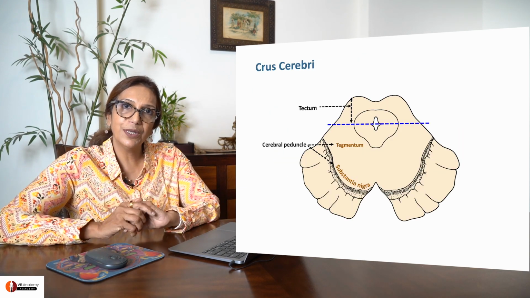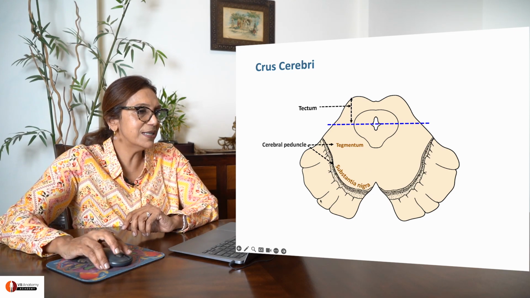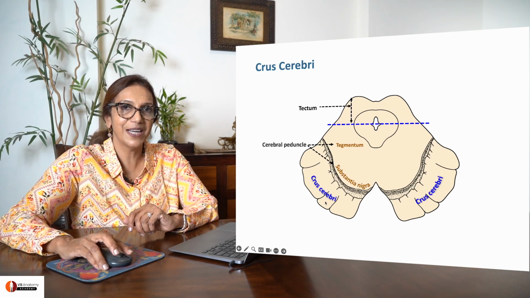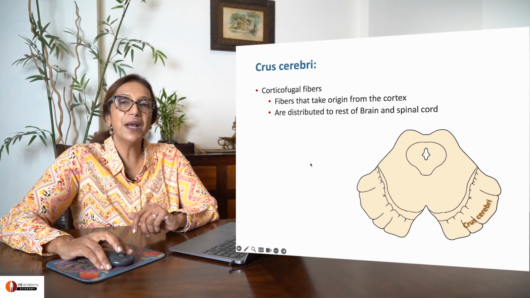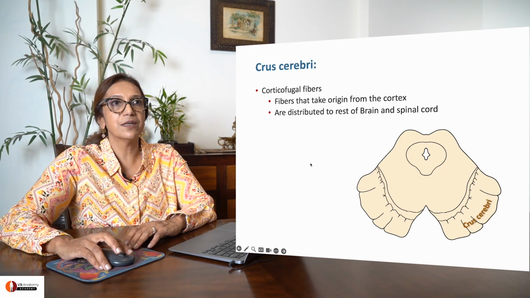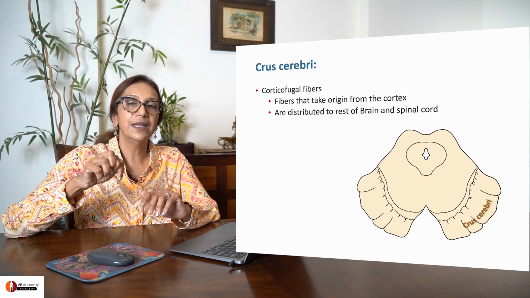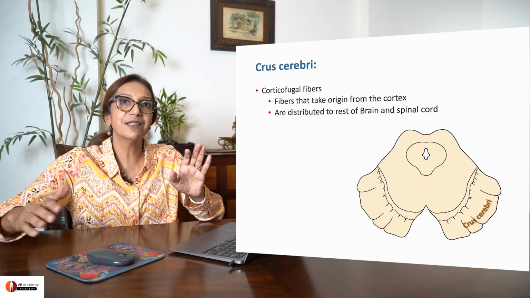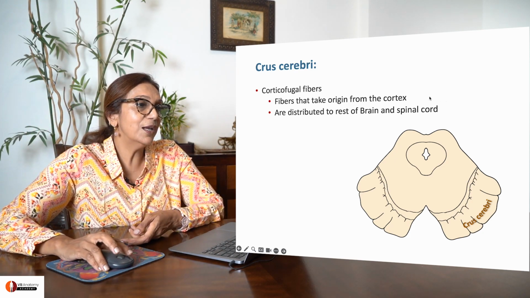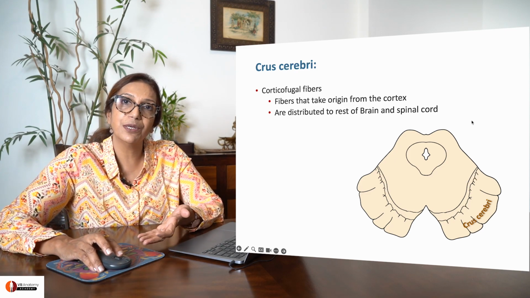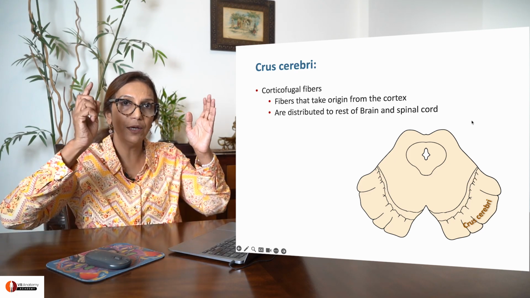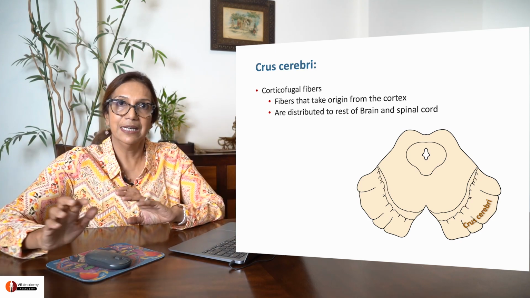First, let's focus on the crus cerebri. Okay. So this is what I want you to focus on. Now understand that crus cerebri are corticofugal fibers. Corticofugal. They are coming from the cortex downwards. Where are they going? They are taking origin from cortex. They are going to the other parts of brain or to the spinal cord. Corticofugal from the cortex. Clear?